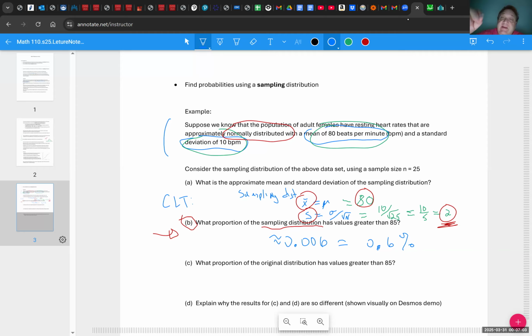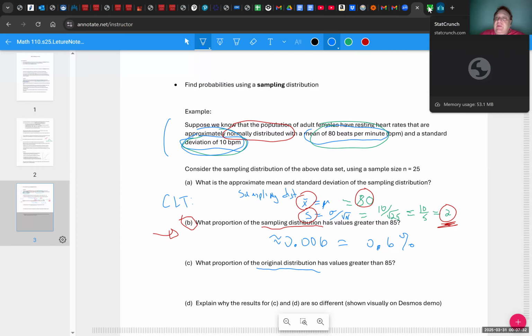Okay, let's now switch to the original distribution and find out what proportion of the original distribution has values also greater than 85. So same kind of greater than 85, but the original distribution. So what's different about the original distribution? Well, it has the same mean, but it has a different standard deviation. The original distribution has a standard deviation of 10 with the same mean of 80.